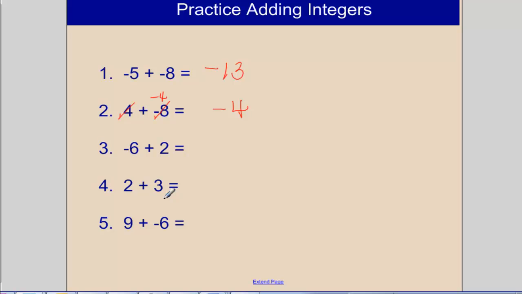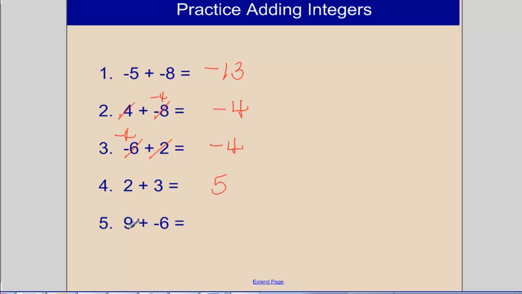Number 3, again, we're going to cancel these 2 positives with 2 of those negatives, so we're left with 4 negatives, so we end up with negative 4, or 6 minus 2 is 4, and we have more negatives than positives. 2 plus 3 is obviously just 5, but it's the idea that we want to repeat. We have positives plus positives, we add them, and we end up with a whole bunch of positives.